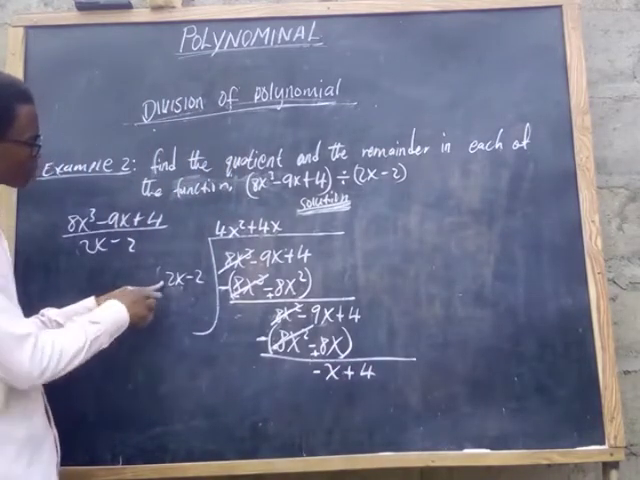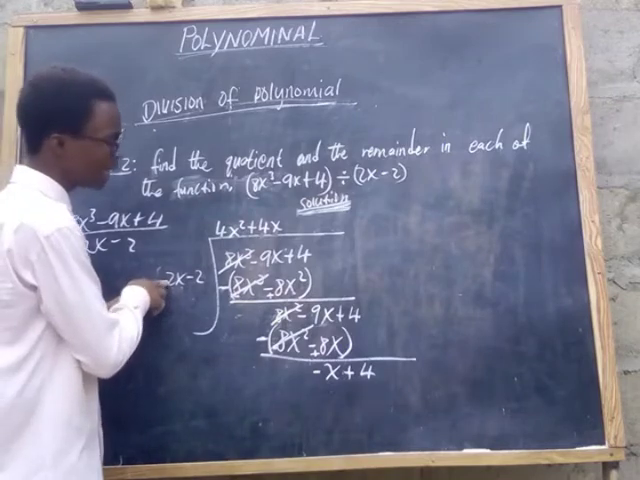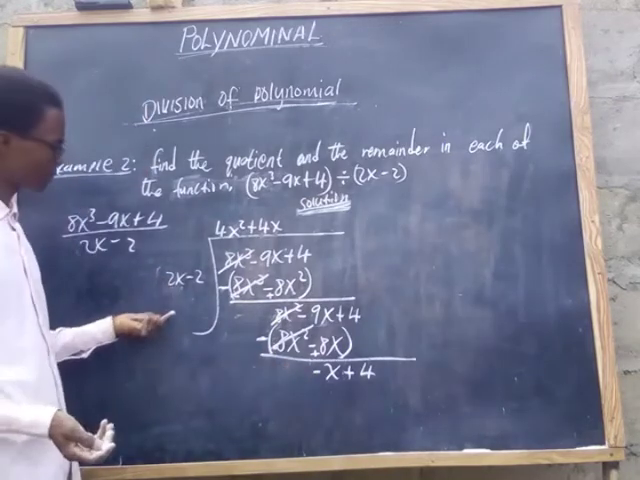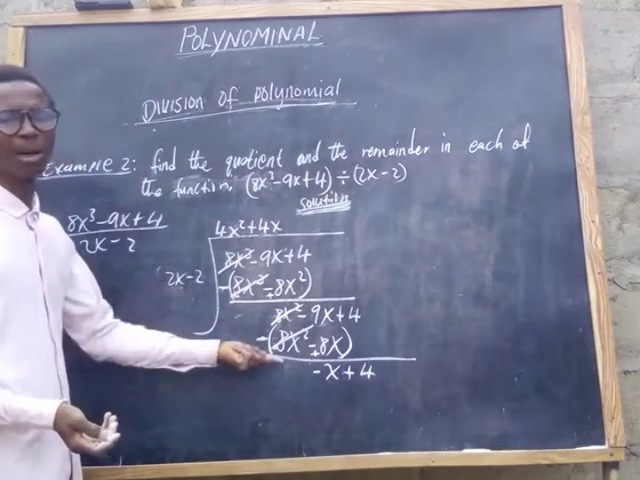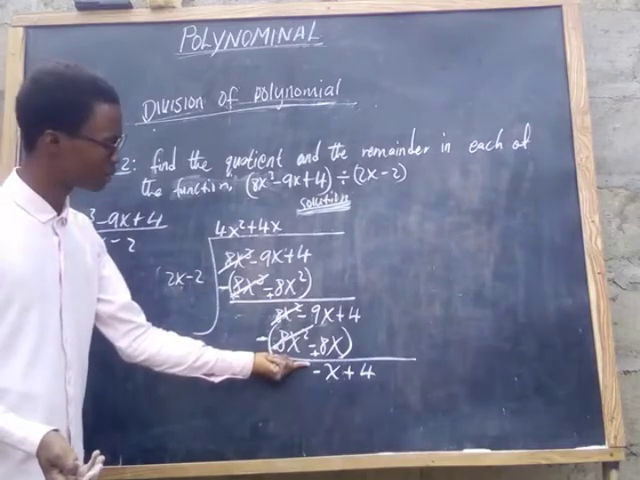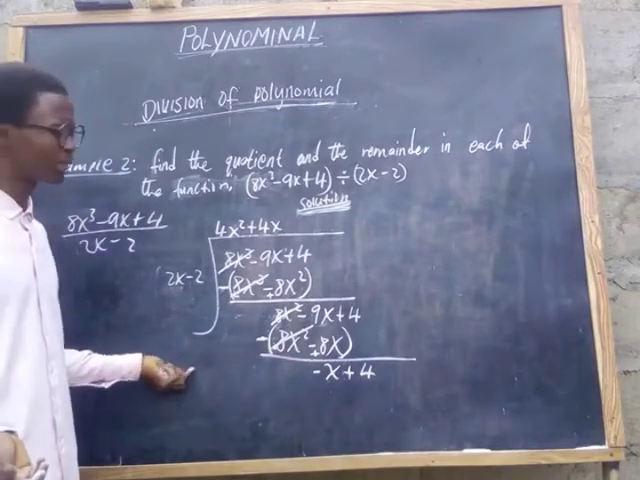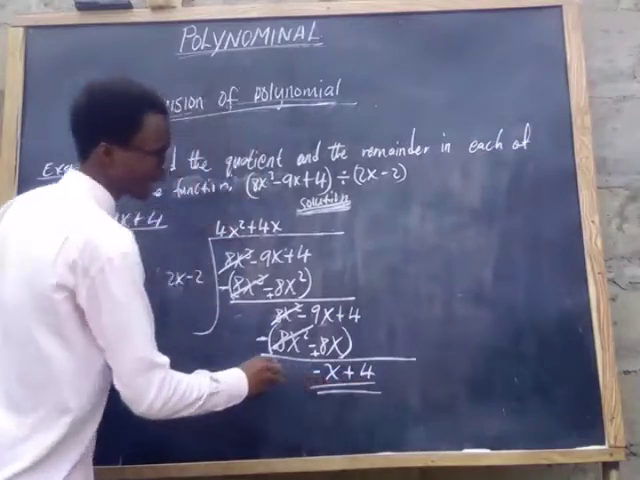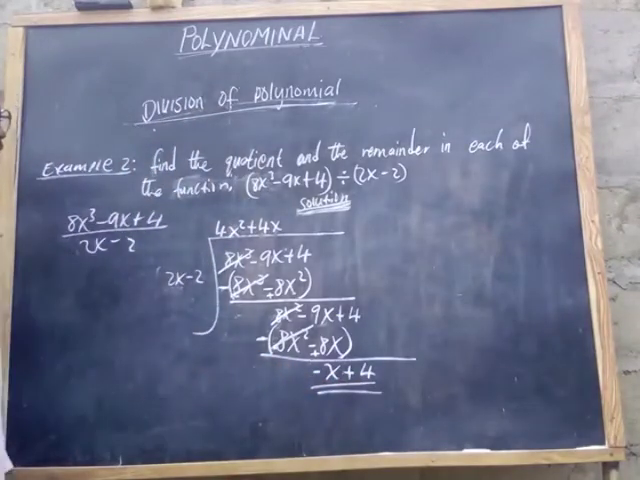Now you go 2x into minus x. What is it? It cannot. So therefore, this is what? This is your remainder. This is your remainder. Now how are you going to do it?